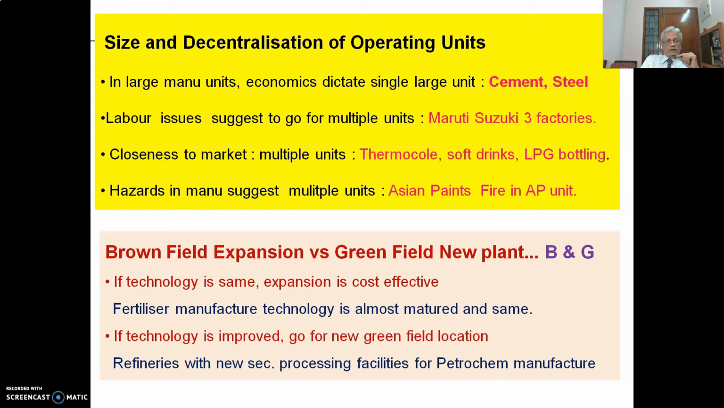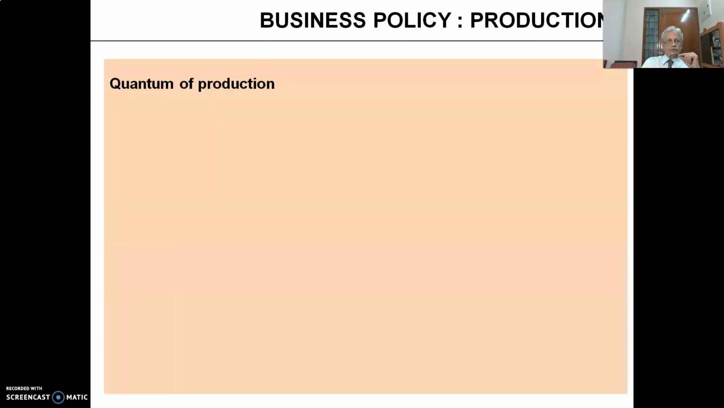Whereas if the technology is continuously improving in nature, then it is better to go for a greenfield location. Take refineries, for example: continuous improvements are taking place in the new secondary processing facilities to cater to petrochemical manufacture and all that, to keep the economics sound or improve profitability, so it is better to go for a greenfield plant.